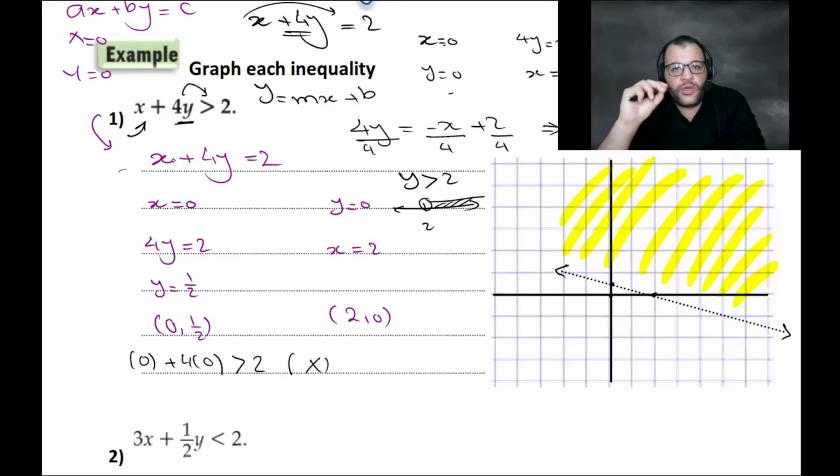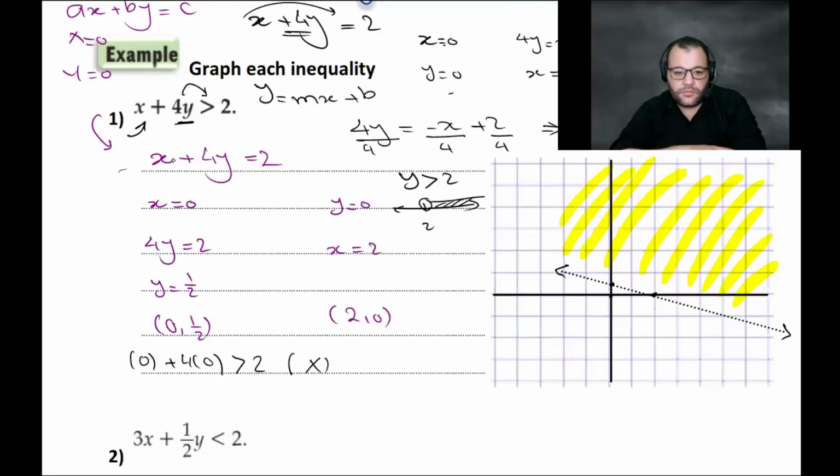We are solving when y is positive. If y is positive, what is the sign that you will find? If y is positive, you will shade above the line if it's more than, and below the line if it's less than. Any problem with this one? If you didn't understand it, we can explain it one more time.